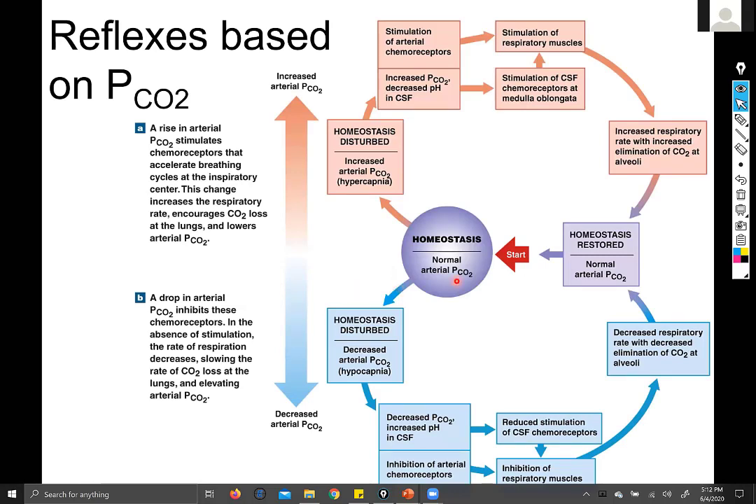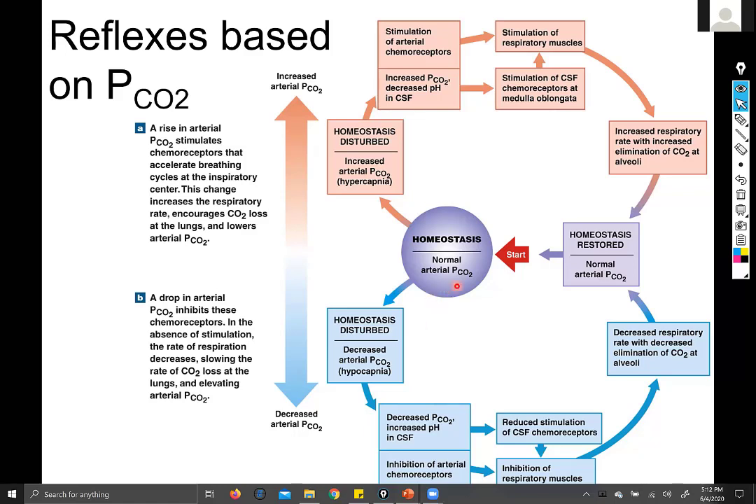So this picture is just showing you the interlocking feedback loops. And I addressed these a little bit last time as well, just to point out both of them have a long and a short feedback loop. But regardless, the role of these feedback loops is to return arterial partial pressure of carbon dioxide to normal.